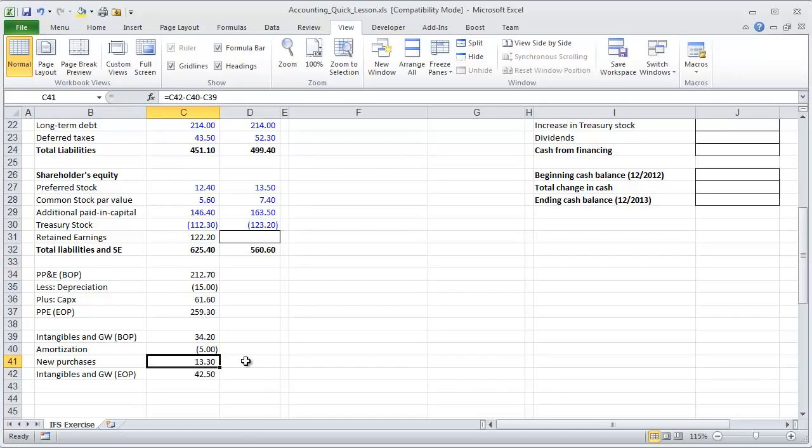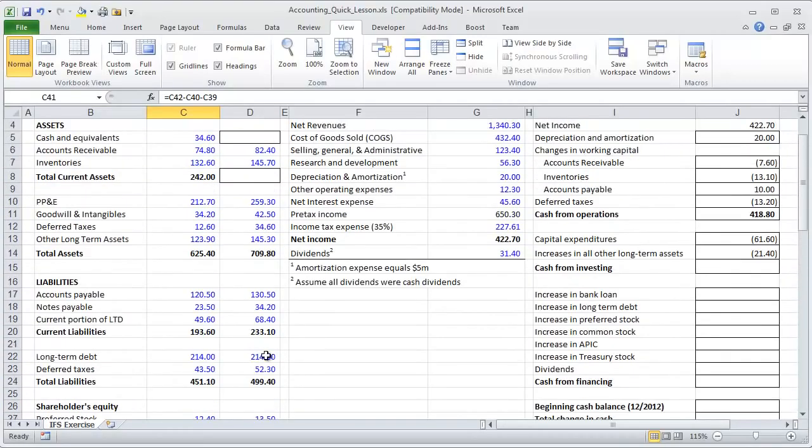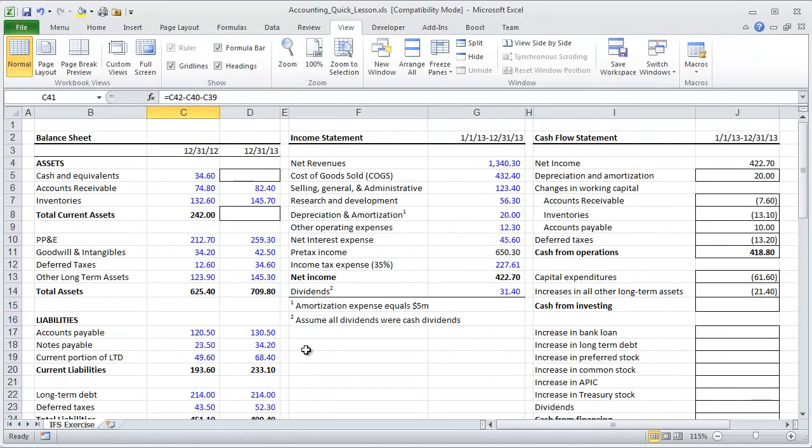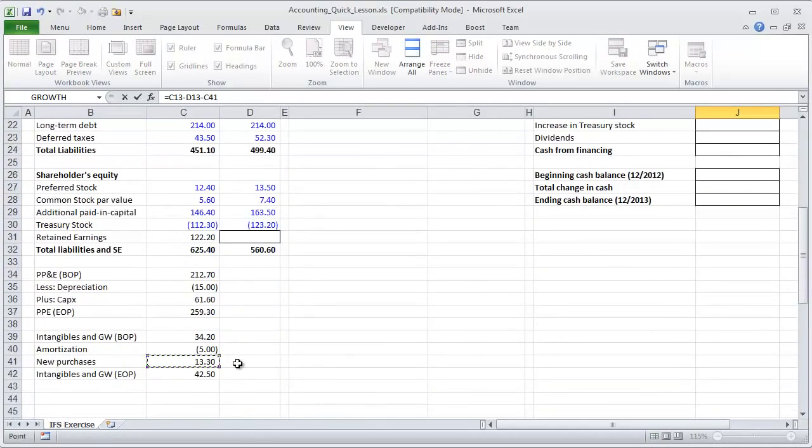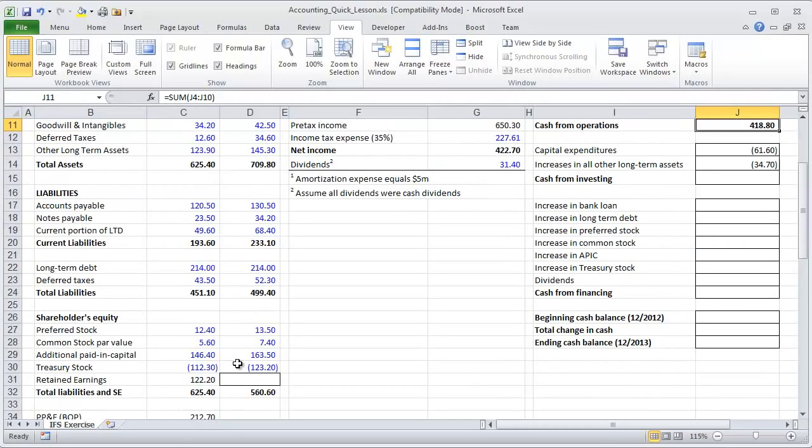Again, it could be that there are other things that are theoretically changing the intangibles and goodwill balance. There could be a write down. There could be sales, but in this simplified example, we haven't identified any of that, and so it boils down to these two driving activities. And so in here, we're going to embed again, and this needs to be a negative. We're going to subtract that $13 million. And at this point, we have all of our investing activities.